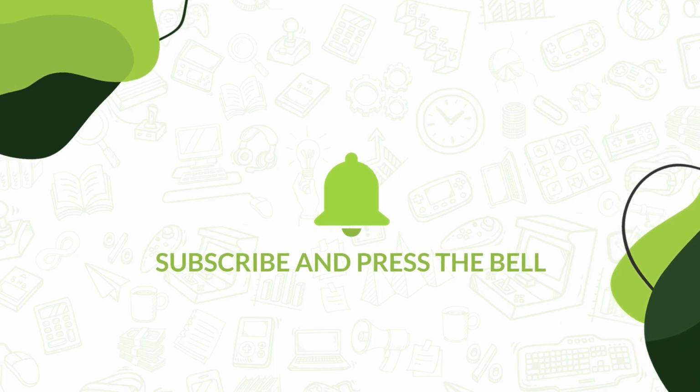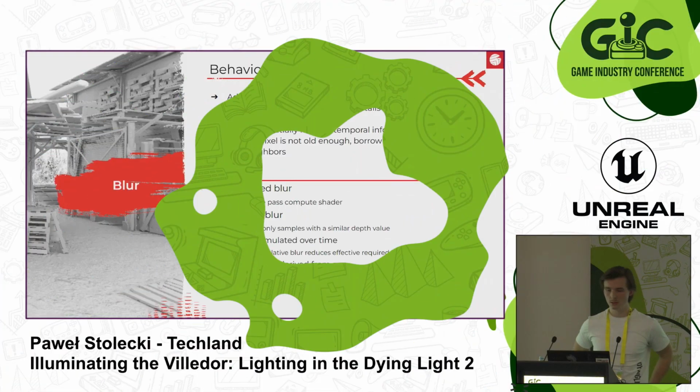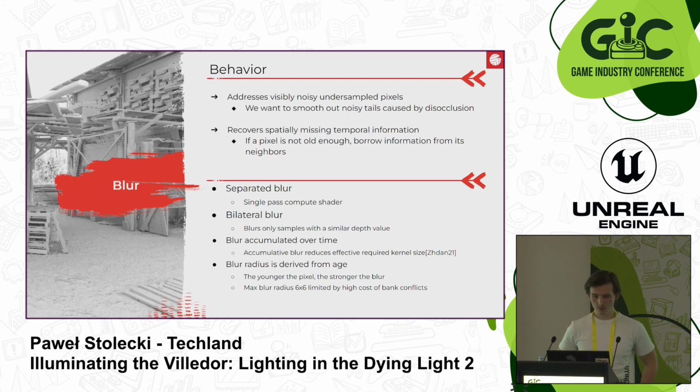So summarizing the blur pass, its main role is to denoise freshly disoccluded pixels. This way we spatially recover missing temporal information, and in simple words, if a pixel doesn't have enough information, we borrow the information from its neighbors to improve its quality, since we don't have the pixels from the previous frames.